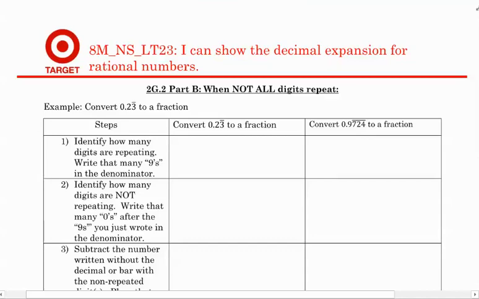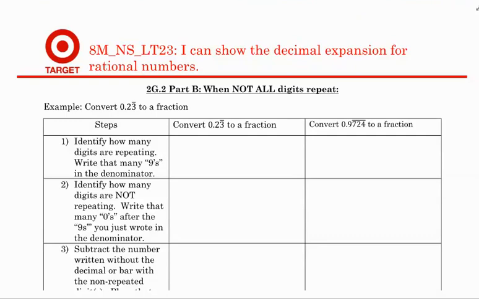In this video, we are going to be continuing learning target 23. I can show the decimal expansion for rational numbers. This is part B. In the previous video, we learned how to convert repeating decimals to fractions when all the digits repeat. However, you will sometimes find rational numbers that are decimals that do not terminate. However, at a certain point, they begin to show repetition, which considers them still to be rational numbers.